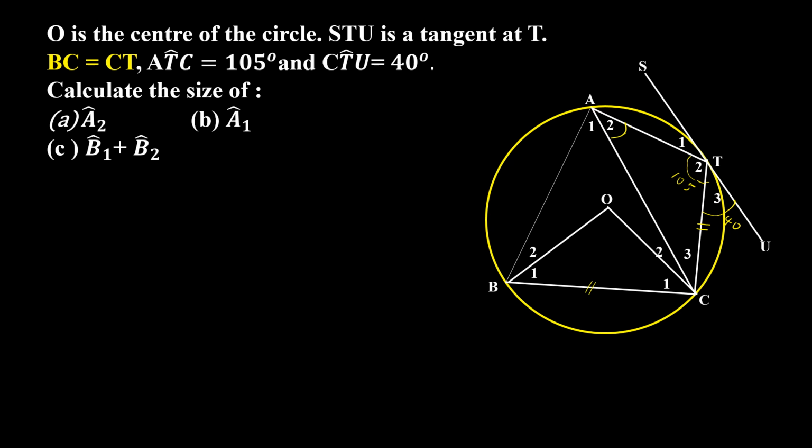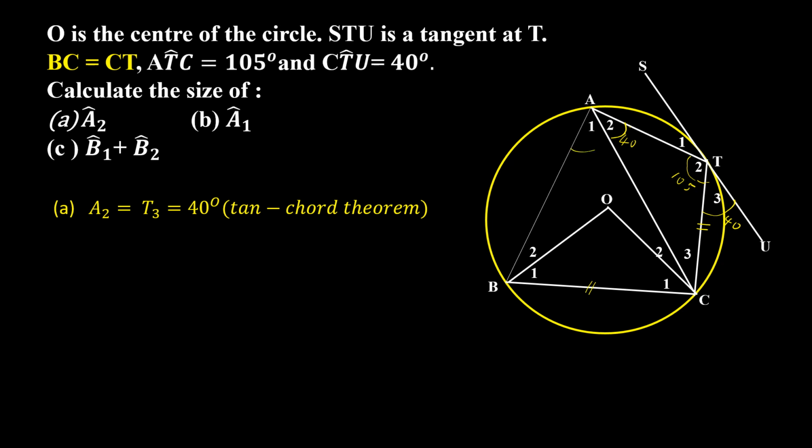We know that the angle between tangent and chord, that is 40 degrees, must be equal to the angle in the alternate segment. So we get A2 is equal to 40. Very quick. Now we write A2 equals T3 equals 40 degrees. Reason: tan-chord theorem.